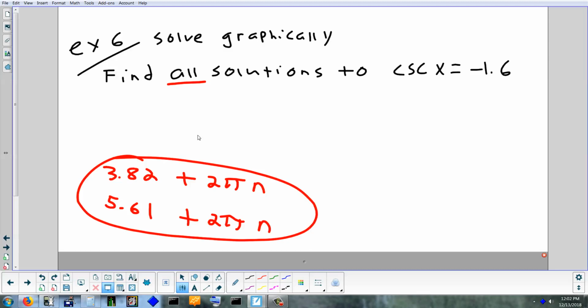Just pay attention, especially if it's a multiple choice question on the test: are these answers in degrees or radians? If these were degrees, you would not be using 2 pi. What would you use in place of 2 pi? 360.